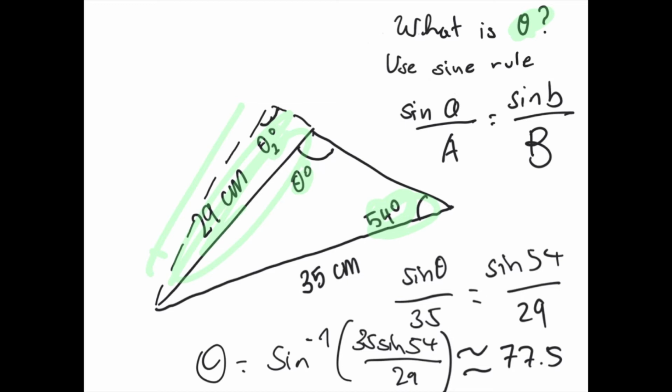Well, we can find this using the unit circle. And notice that it will still fulfill the sine rule which we established earlier, so it will still be equal to 35 sine 54 degrees over 29 centimeters. So let's now go and look at the unit circle.